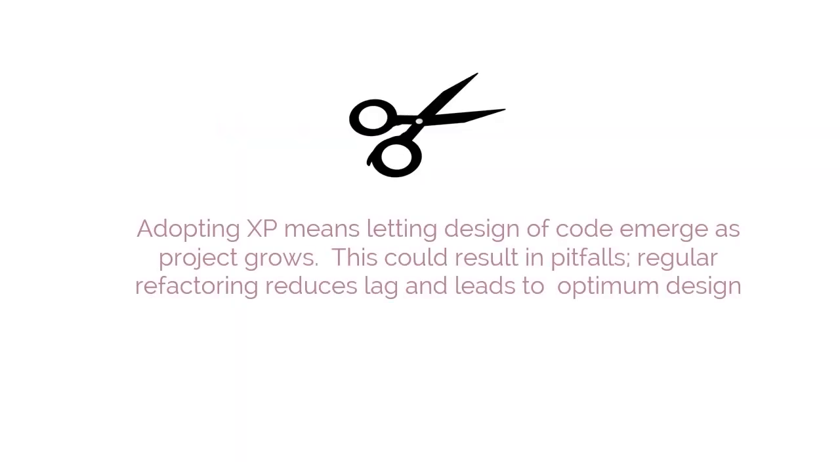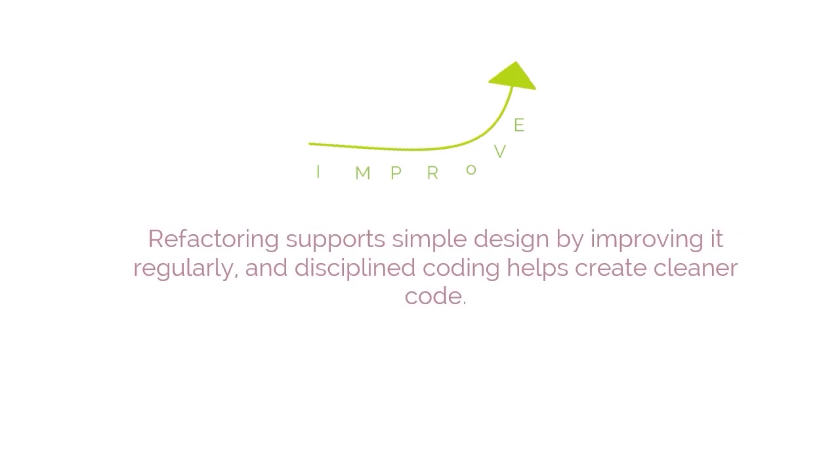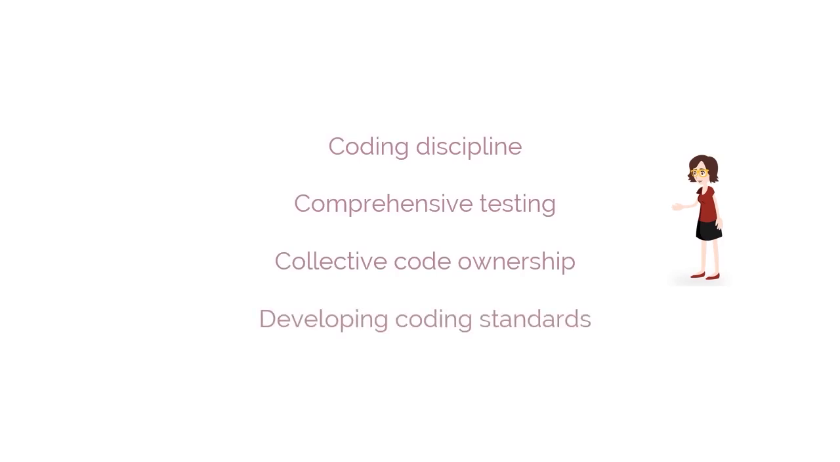Adopting XP means letting the design of the code emerge as the project grows. This could result in some serious pitfalls. Regular refactoring reduces lag and leads to the optimum design for the code. Refactoring supports simple design by improving it regularly, and disciplined coding helps create cleaner code. So, what are the things to be kept in mind for effective refactoring? Effective refactoring requires coding discipline, comprehensive testing, collective code ownership, and developing coding standards.